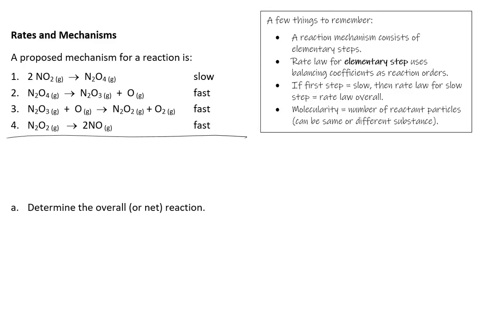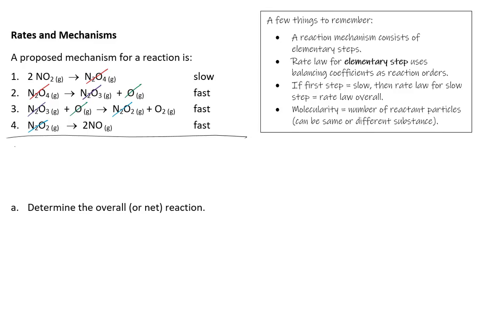Taking a look at the first two reaction steps, we notice that we have N2O4 that appears as a product, and in the next step, N2O4 appears as a reactant, and we can cancel those. Next, we notice that N2O3 does something similar. We have it on the product and reactant side, so we can cancel it. O also appears on the reactant side and the product side. And N2O2 also will cancel. At this point, we'll go ahead and write everything that's left.